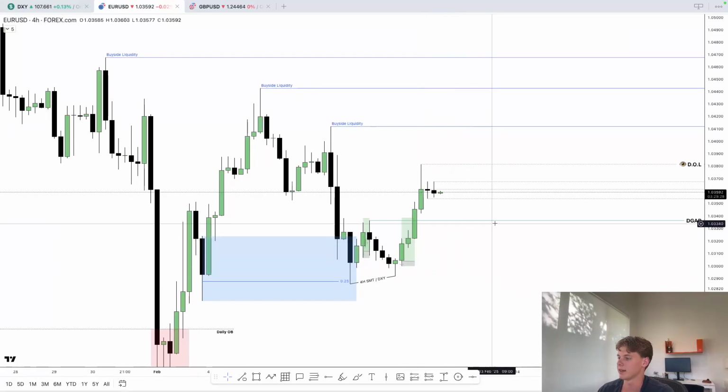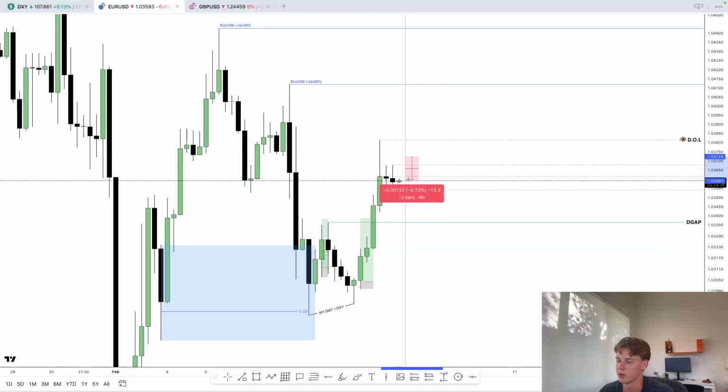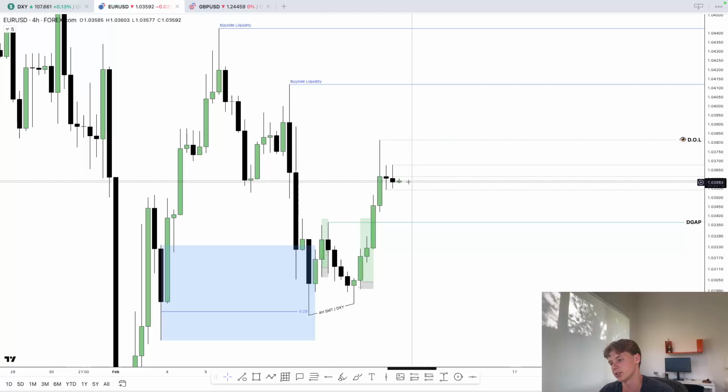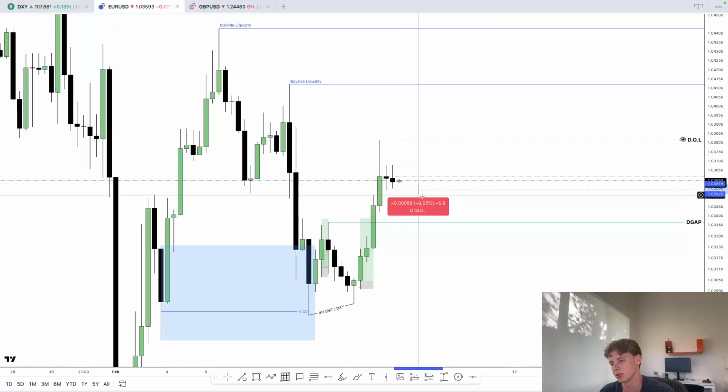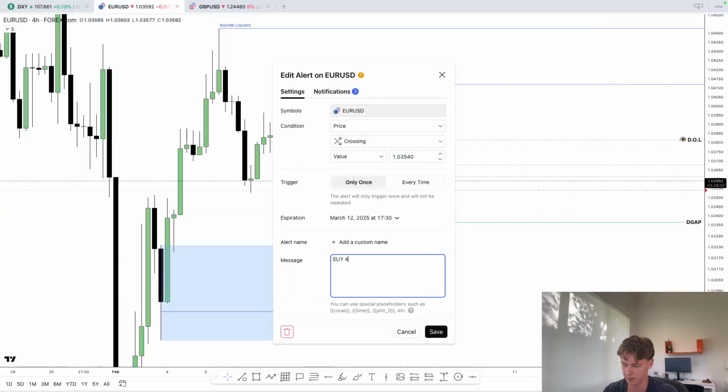So this daily gap has this 4-hour fair value gap as well. And as we're currently at a 4-hour high, I would like to see some minor form of rejection before longing. Price could literally just tap into this fair value gap right here, which I will set an alert at. So this 4-hour fair value gap.